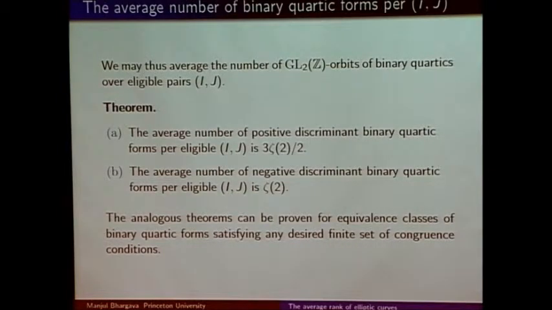The main point here is that the average number of binary quartic forms that occur for given values of the invariants is a finite, bounded constant. It doesn't grow with the size of I and j, like it did for binary quadratics. It's more like the binary cubic case. The average number of classes you have per values of the invariants is a finite constant.